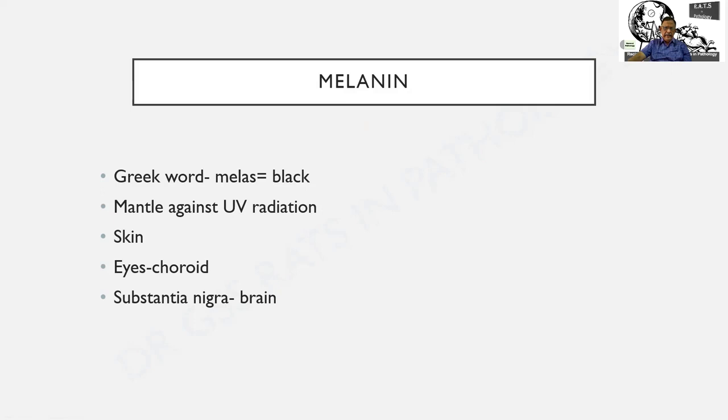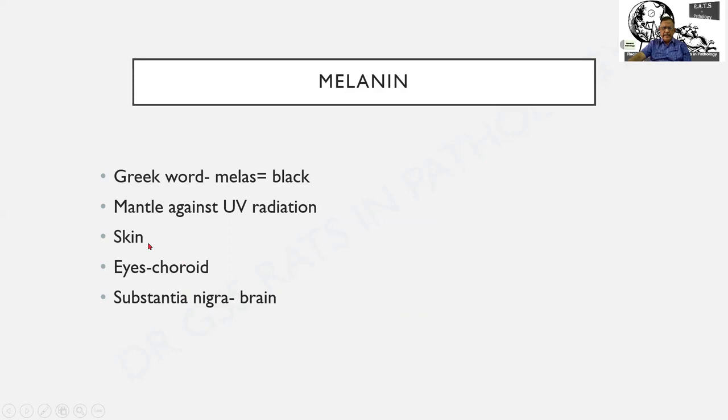Melanin, again, an important endogenous pigment. It is a normal pigment that occurs in the skin. Let us see the importance of this particular one. The Greek word melas means black, and it is supposed to be a mantle. Mantle means a covering that protects us from the ultraviolet light or the sunlight. Because of this, many a disease has been prevented.